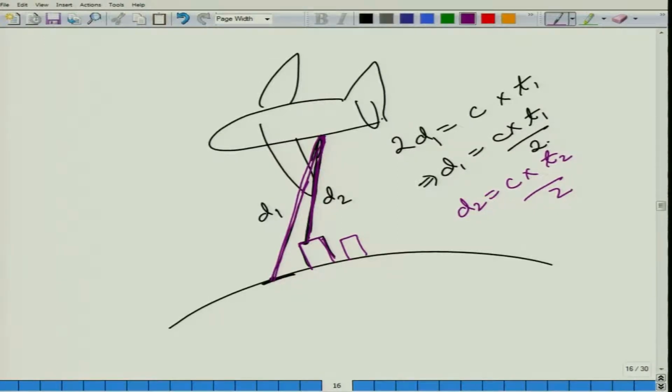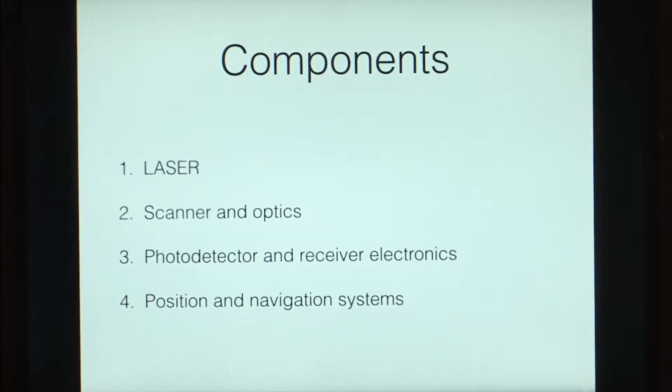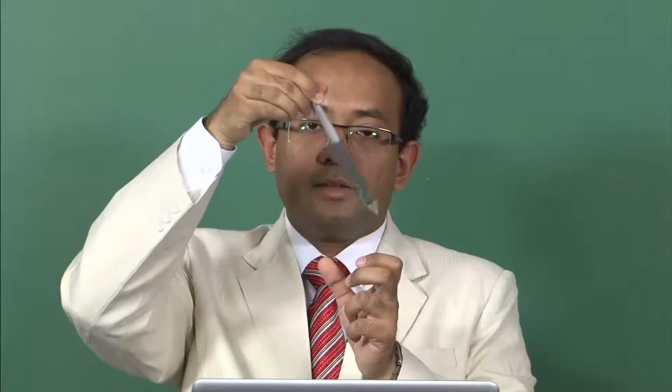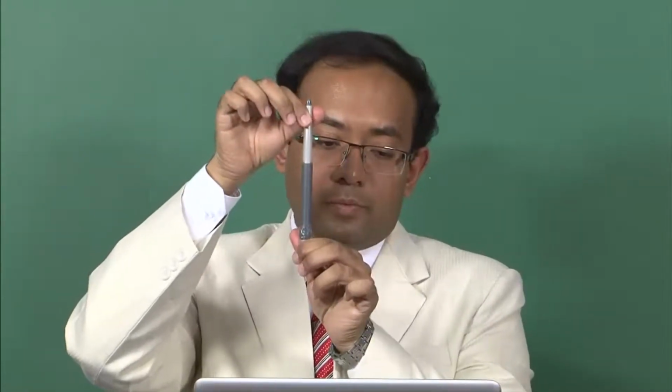So, coming back to the slide again. By keeping track of the angles, we can get a 3D scan of the whole scene. So, what are the components of a lidar? It consists of a laser, a scanner and optics. A scanner refers to the instrument that is used to move this beam, plus you will have some optics to ensure that your beam is a very coherent beam.